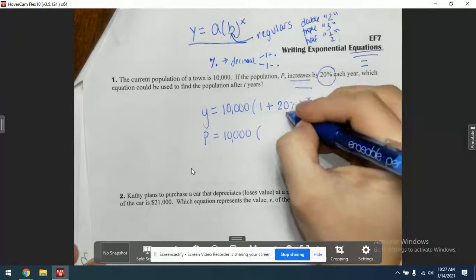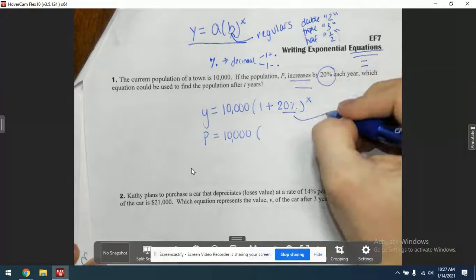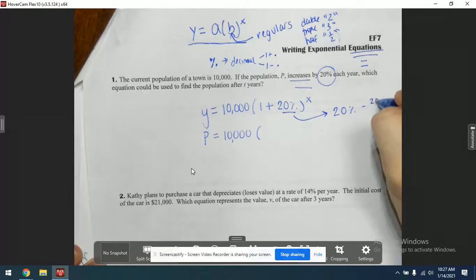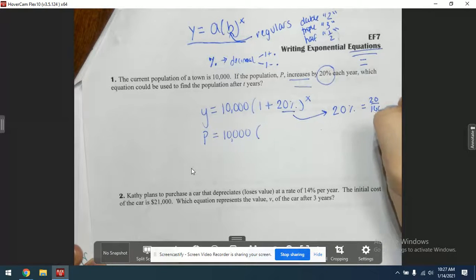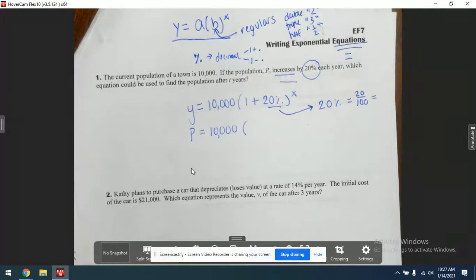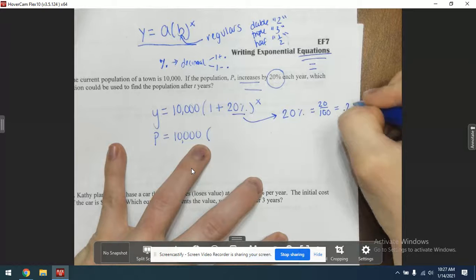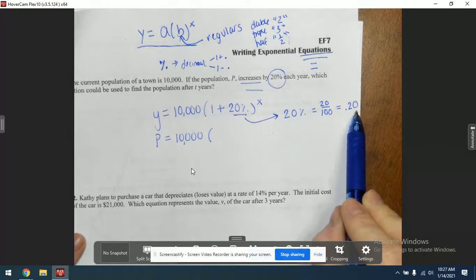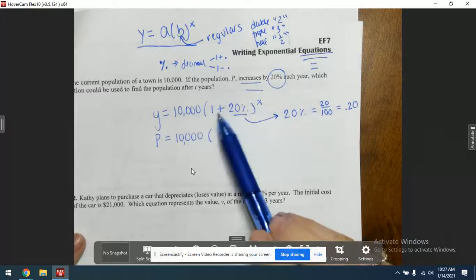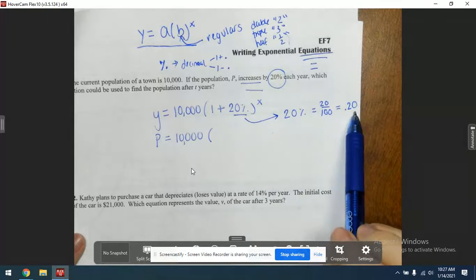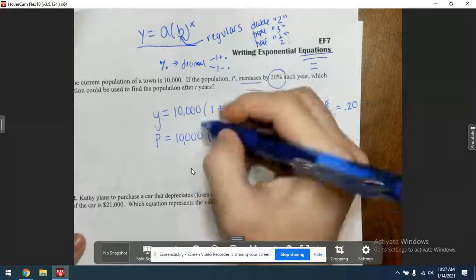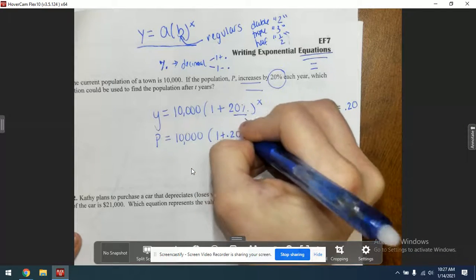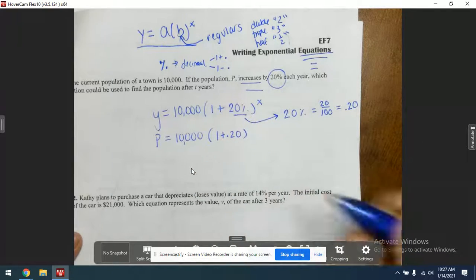Okay, now the 20% has to be changed to a decimal. So what is 20% as a decimal? Well, 20% is also known as 20 out of 100, right? And you can let your calculator move that decimal point for you, which would be 0.20. And 0.20 is less than 1, isn't it? And so if we don't put that 1 in front of it, this would not be a growth problem, which is what we need it to be. So it's going to be 1 plus 0.20, or in other words, 1.20, right?